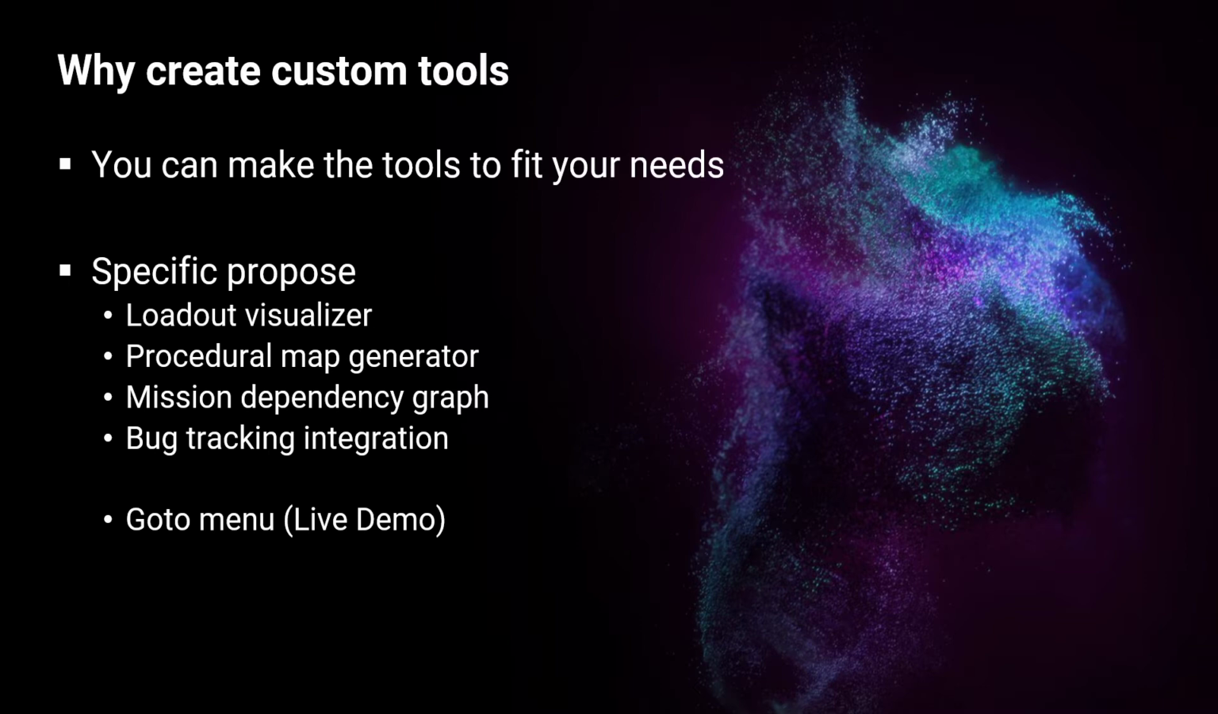If your game has a procedural map generator, you might want a tool that allows you to see maps without going in-game. If you have a very complex mission system, you might need a mission dependency graph that allows you to check requirements for missions in runtime. And if you have a bug tracking solution, you might want to integrate it into Unity to save time switching between apps. In the live demo, we're going to show you a simple go-to menu that will allow you to move very fast within your map.